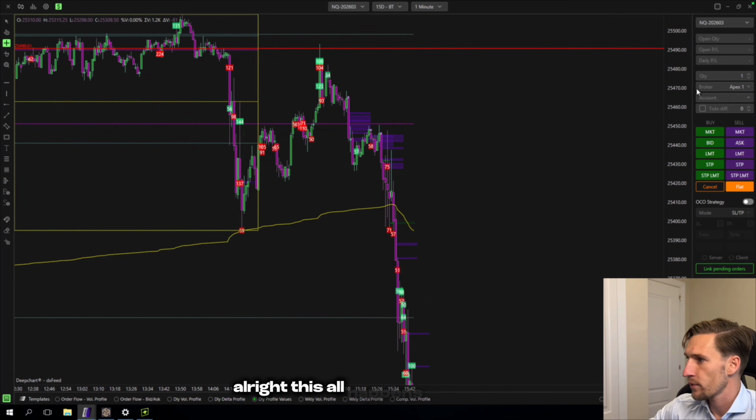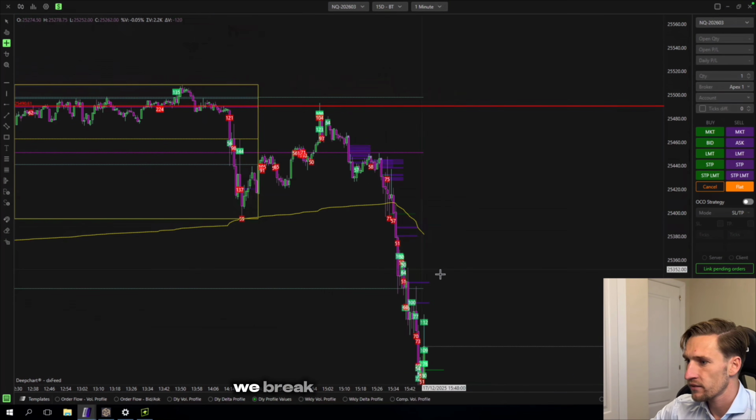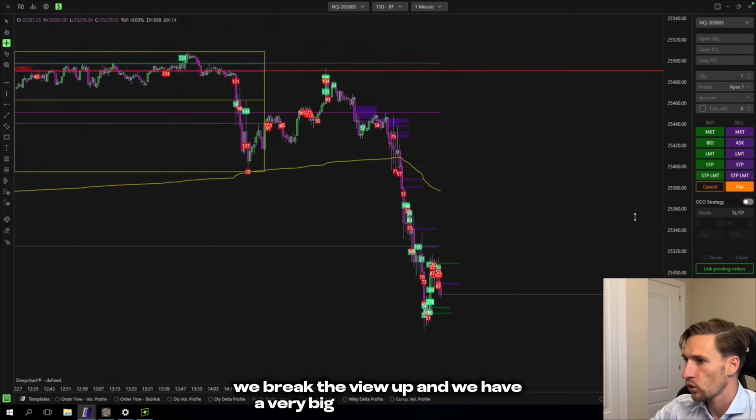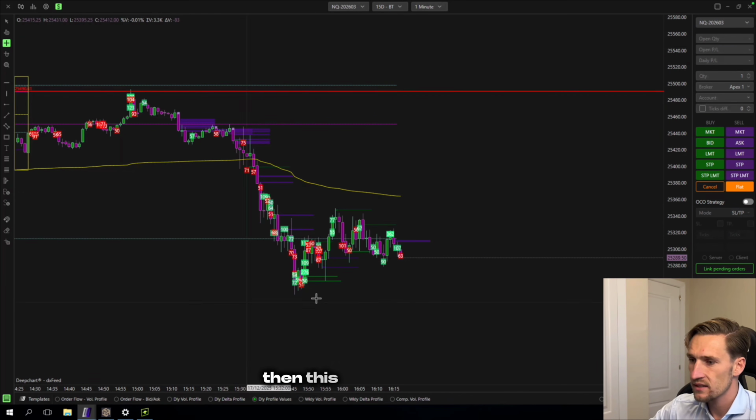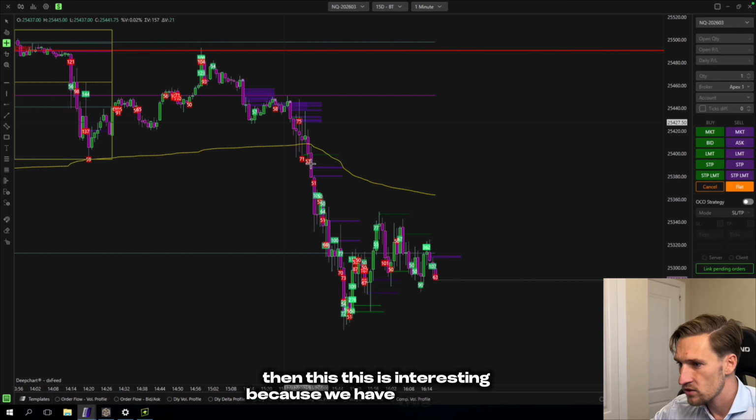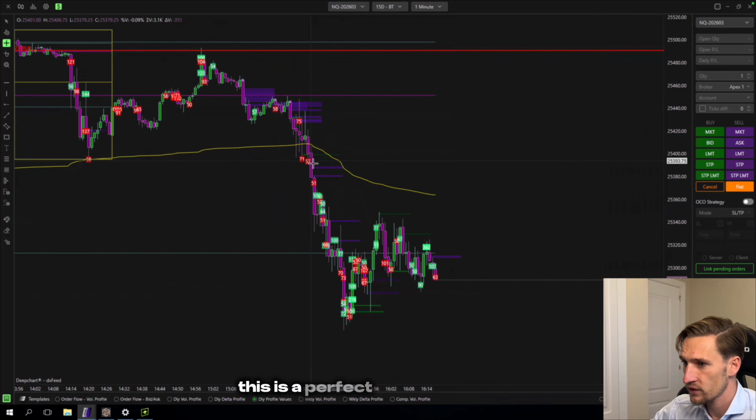All right, this all happens during New York Open. We break the VWAP and we have a very big collapse down. Okay, then this is interesting because we have this collapse down. This is a perfect trade. Big sellers are stepping in, getting rewarded.